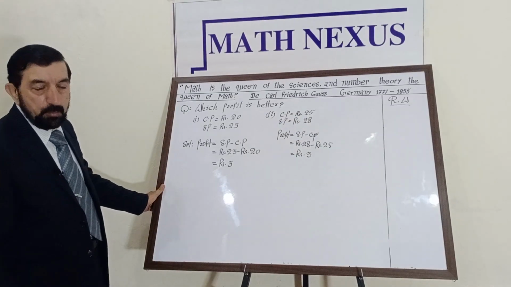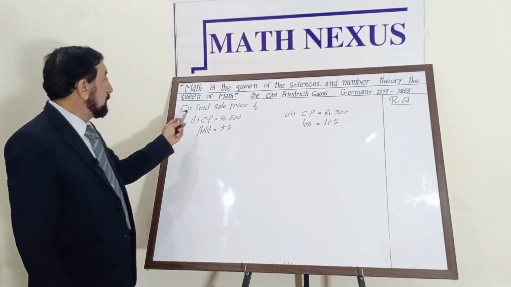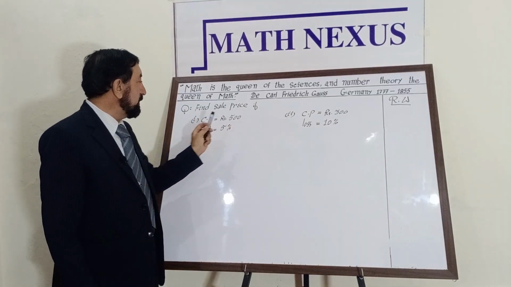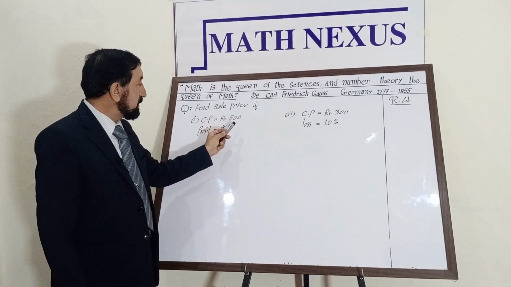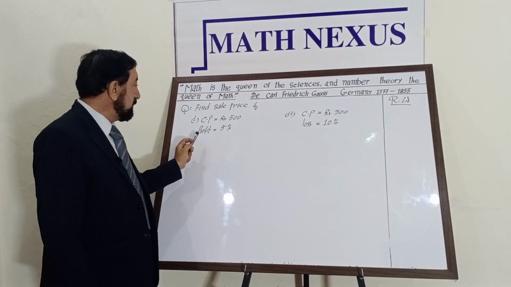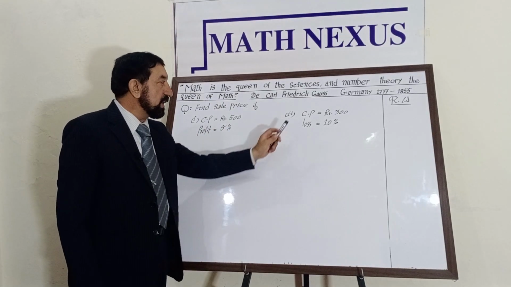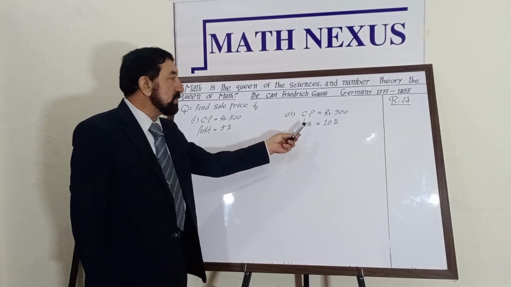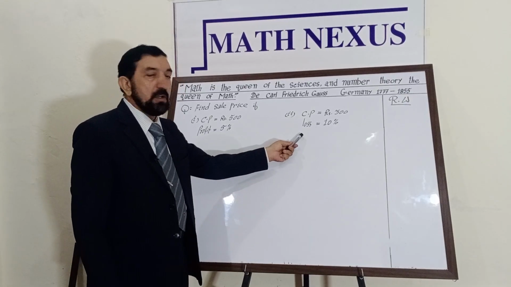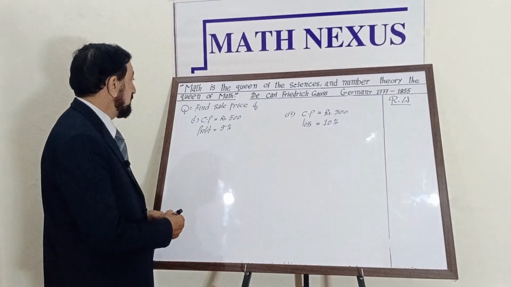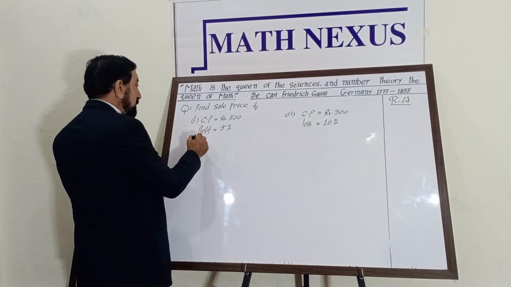Both are equal. Look at the question. Find the sale price if cost price is 500 and profit is 5%. In the second case, cost price is equal to 300 and loss is 10%. Here sale price is unknown.